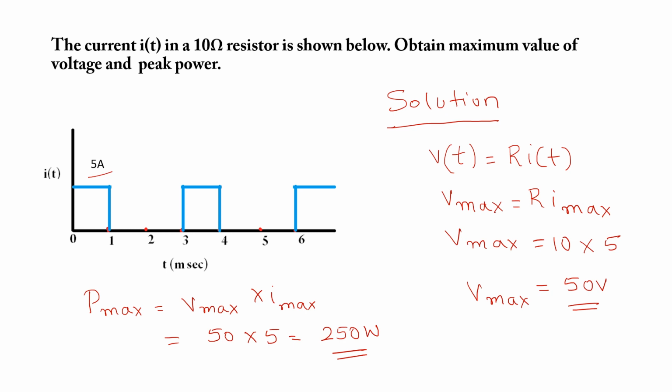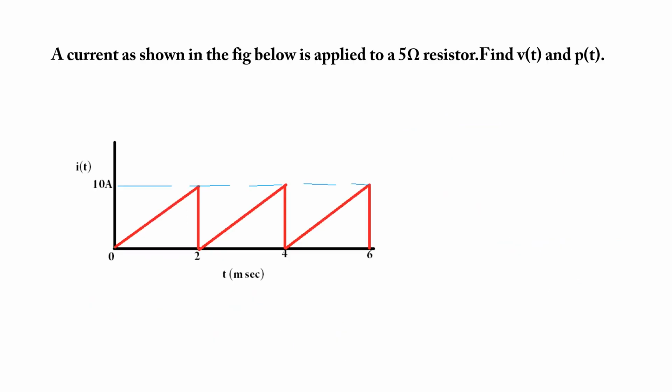So let us see the next question. The current is applied to a 5 ohm resistor. We have to find the instantaneous voltage and instantaneous power. To find that, first we will write the expression for instantaneous voltage, that is V of t is equal to R into I of t. We know what R is.